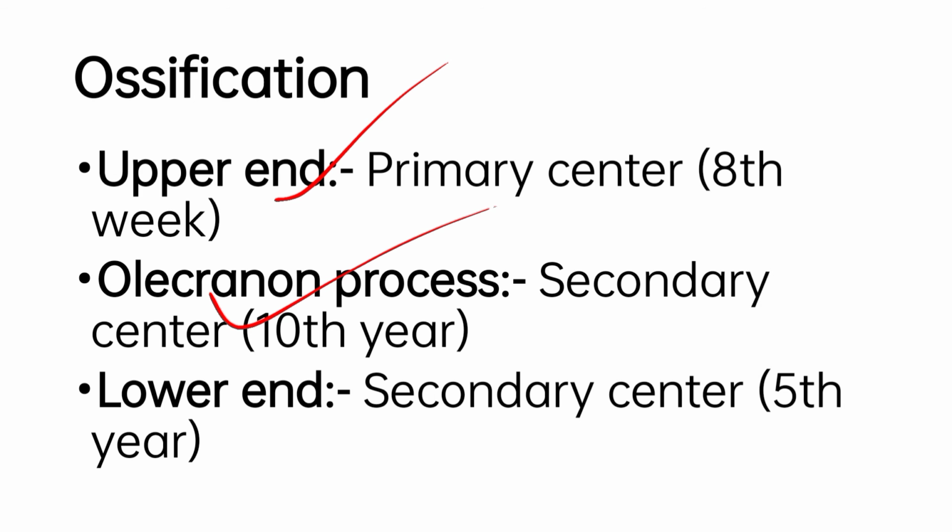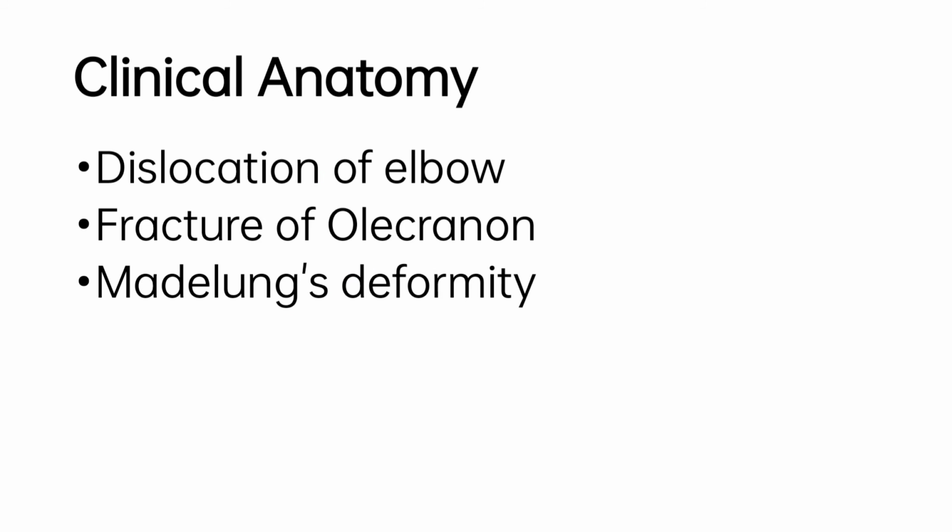The lower end ossifies from a secondary center which appears during the 5th year and joins with the shaft by the 18th year. This is the growing end of the bone. Moving further to the clinical anatomy.